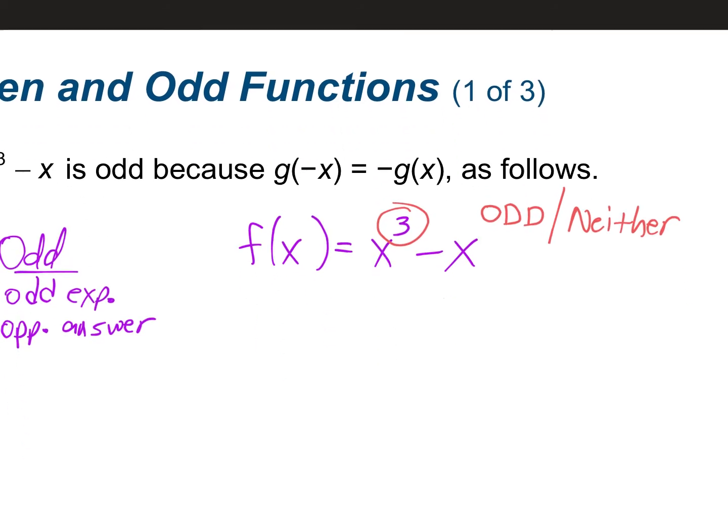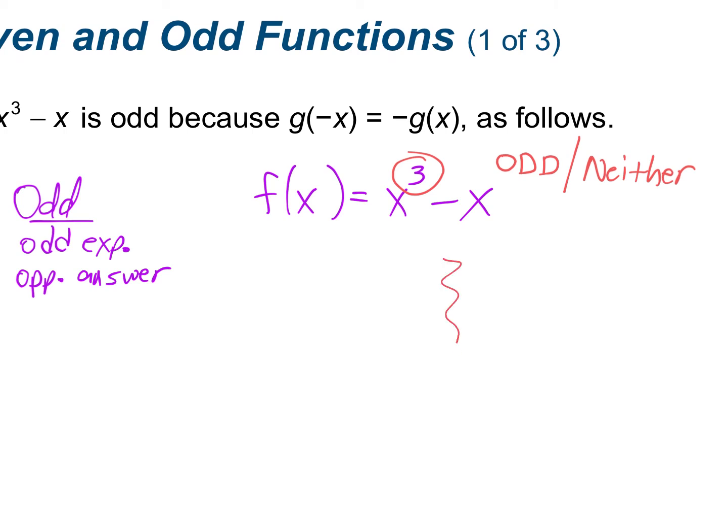So now we're going to set up our problem. And this is how I want you guys to do these. And you'll see it really is easy, I promise. What did I tell you that odd functions have for their answer? Opposite. I want you to write the word opposite right here. This will make sense in one second.